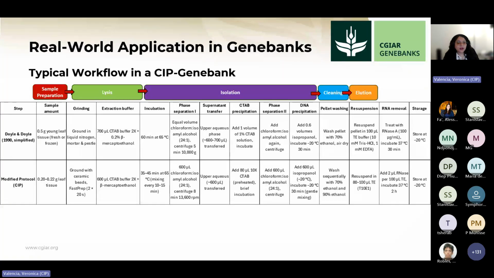So in lysis, the main optimization we did was that for Doyle and Doyle, you would use liquid nitrogen, mortar and pestle, and we do liquid nitrogen, but we mostly grind with ceramic beads, and we do it in an equipment called FastPrep. So that is another thing.